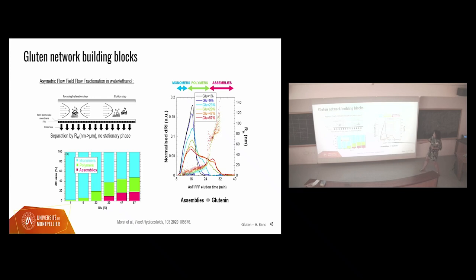We identified that at short elution time, we get monomeric species with a molar mass consistent with monomers. Then we have species with a molar mass consistent with polymers. And at longer time, we find proteins that are eluted with a radius of hydration of about 80 nanometers. We find again the typical size that we found in SANS. And if we look at the repartition of the different families as a function of glutenin content, we can see that as we increase the glutenin content, we increase the content in assemblies and polymers.